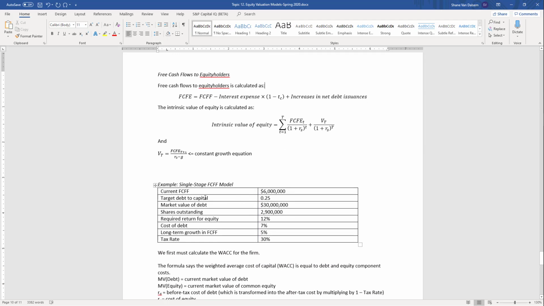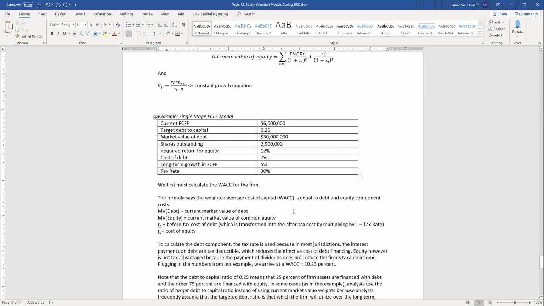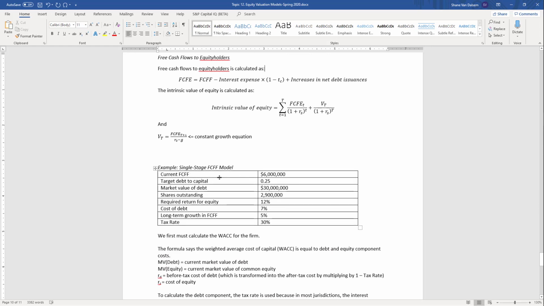So we're going to look at a single stage free cash flow to the firm model. The current free cash flow to the firm, we could say for the previous year, so time 0, was $6 million. The target debt to capital ratio is 0.25. The market value of debt is $30 million. The shares outstanding is 2.9 million. The required rate of return for equity is 12%. The cost of debt is 7%. The long-term growth in free cash flows to the firm is 5%. And the tax rate is 30%.